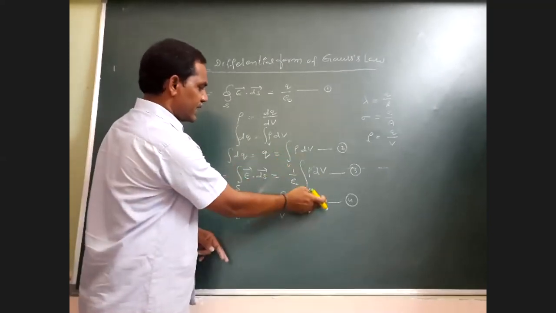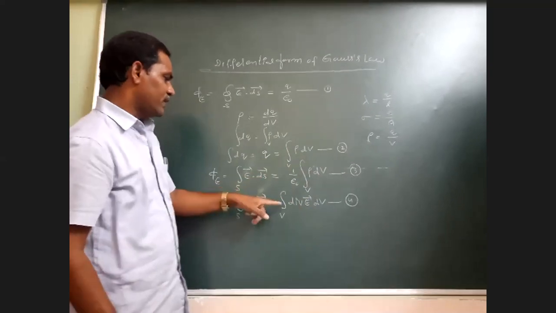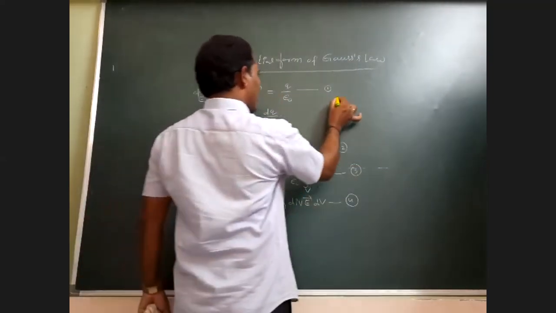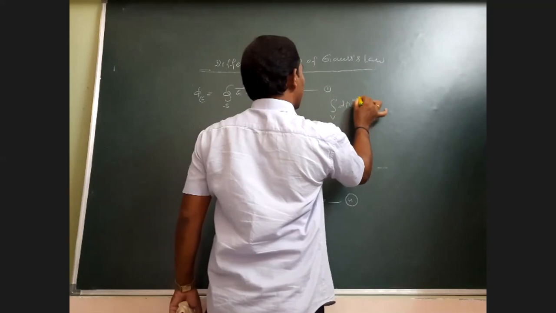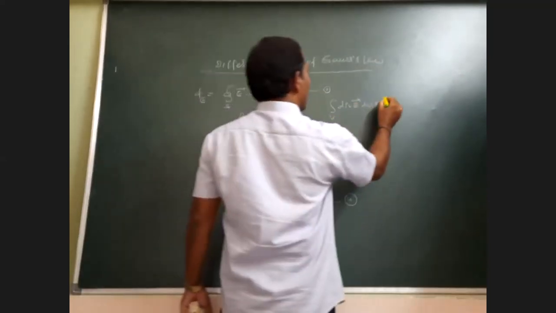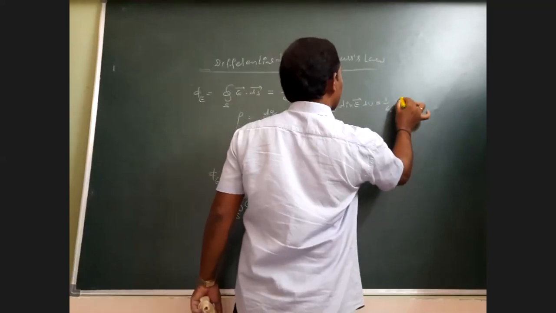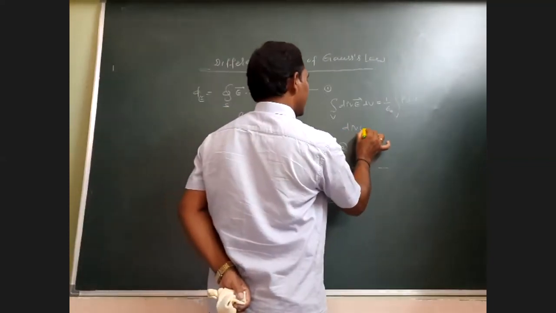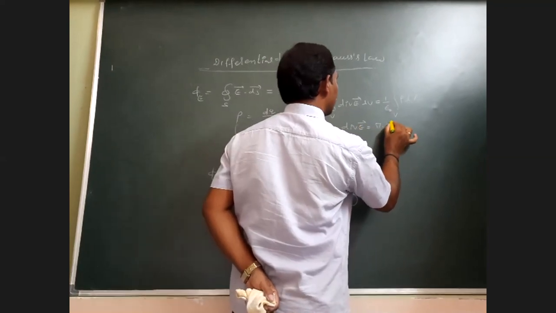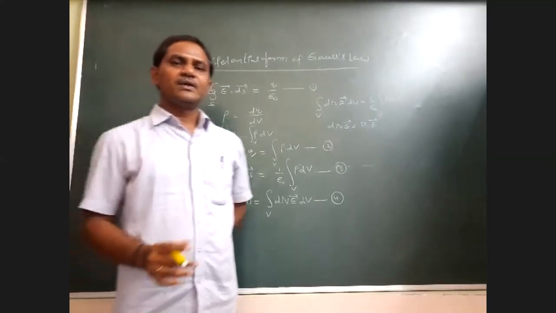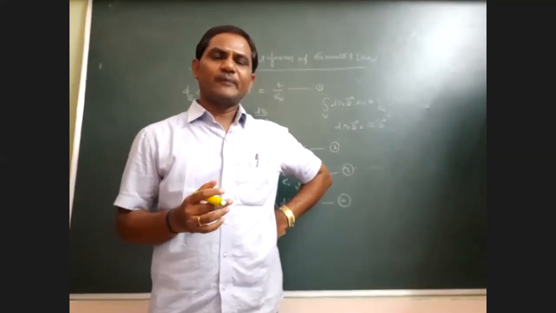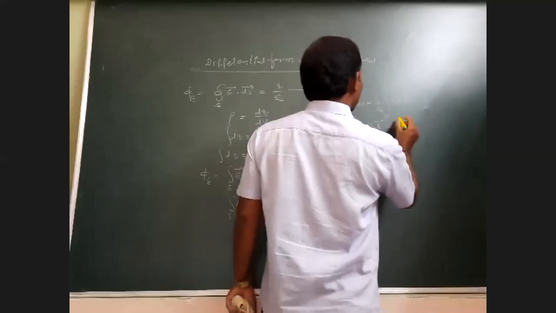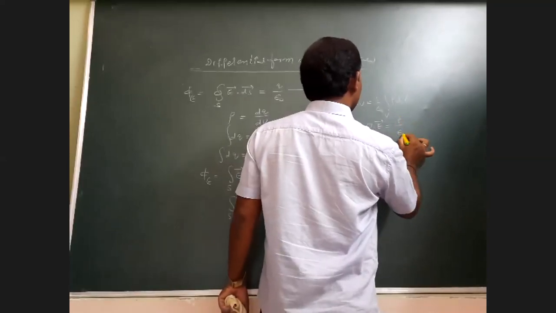From equations 3 and 4, you just equate the right sides. So what we get is the volume integral of divergence of E bar dv is equal to 1 by epsilon naught into the volume integral of rho dv. Then divergence of E bar equals del dot E bar. Del is an operator: i cap dou by dou x plus j cap dou by dou y plus k cap dou by dou z. So del dot E bar equals rho by epsilon naught.